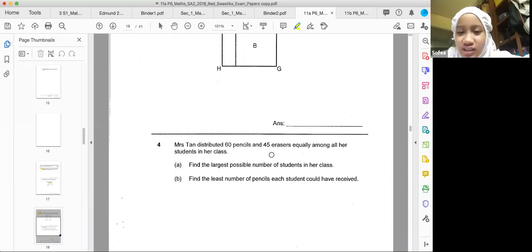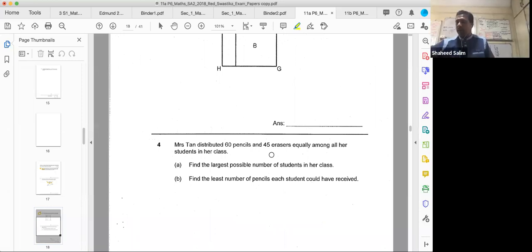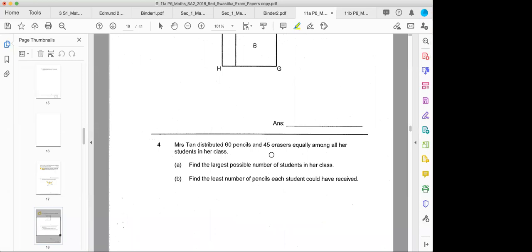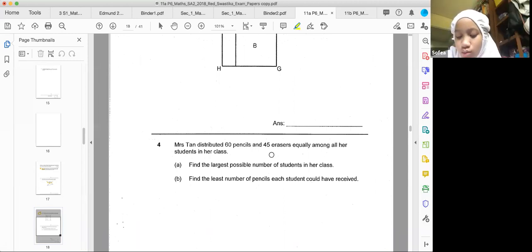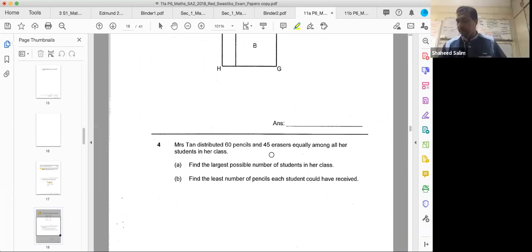The common factor is 5. Okay, so no common factors, but you write down all the factors. For 60 it is 1, 60, 5, 12, 6, and 10. Then for 45 it is 5 and 9. And 1 and 45.